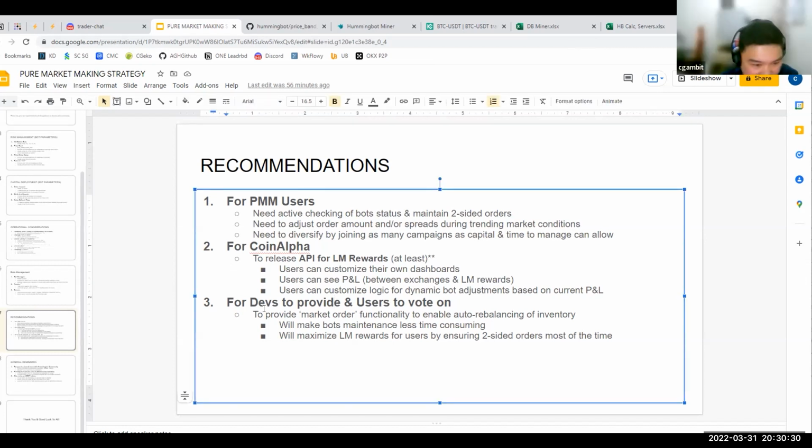Yeah, and for this, the third recommendation is for the devs to provide and users to vote on. Maybe this one is on the foundation side for the devs, if they can provide a market order functionality to enable auto rebalancing of inventory. This one is a big factor for maintaining these two-sided orders.